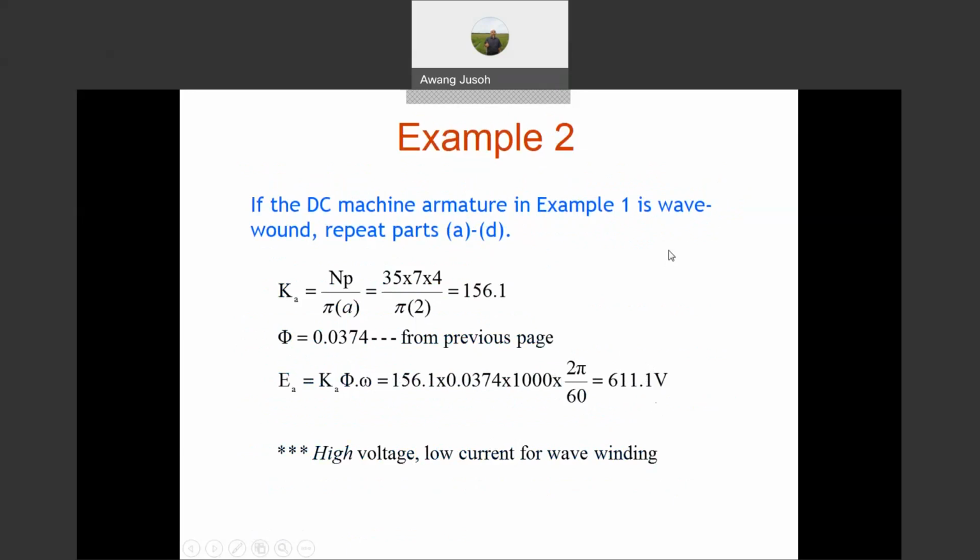Okay, so for a wave machine, we have high voltage, low current, right? And for the lap machine, we get the high current, low voltage. So these are the two main differences between lap and wave winding.